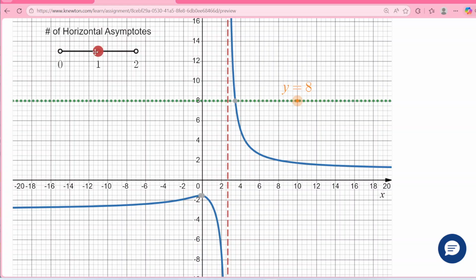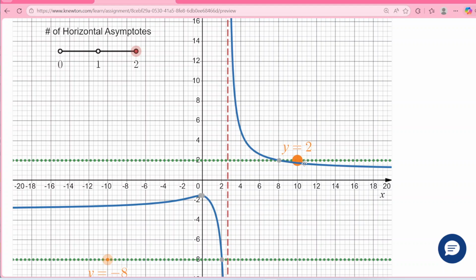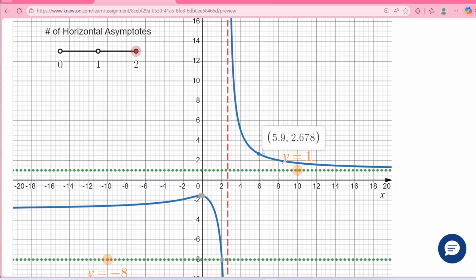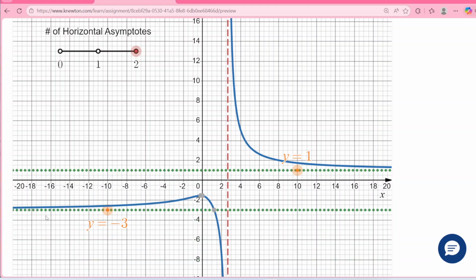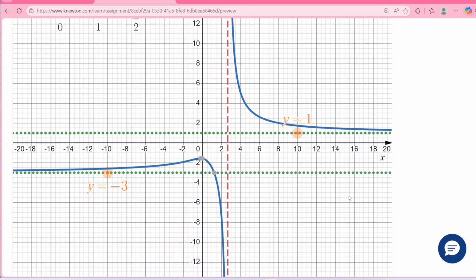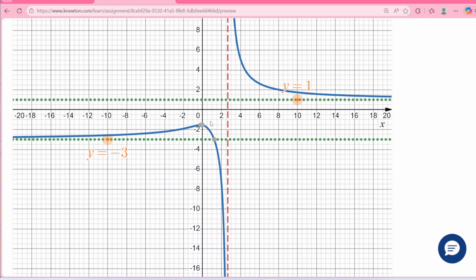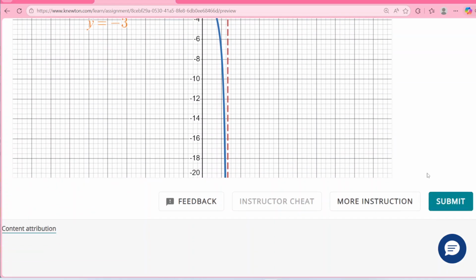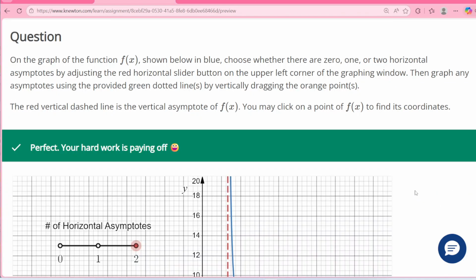So I'm going to move this red dot to the two asymptotes, and then we're moving the orange dot here. Just move it to where it's right underneath there. So it looks like it's approaching this y equals 1 line on the right, and then y equals -3. I move the green dotted lines so that the blue graph is approaching them on the ends. So it looks like, just from the picture, that y equals 1 and y equals -3 are the two horizontal asymptotes for this particular function. Great.